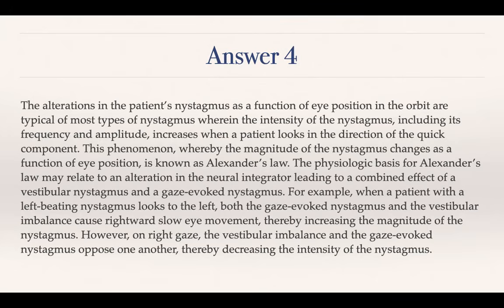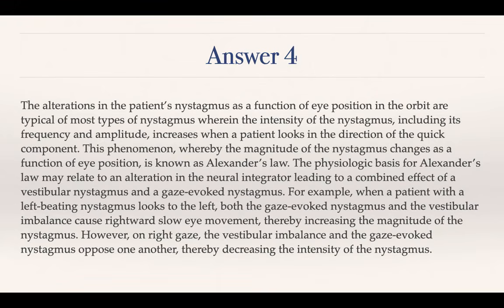So when a patient with left beating nystagmus looks to the left, both the gaze-evoked nystagmus and the vestibular imbalance cause rightward slow movement, thereby increasing the magnitude of nystagmus. However, on right gaze, the vestibular imbalance and the gaze-evoked nystagmus oppose one another, thereby decreasing the intensity of nystagmus.